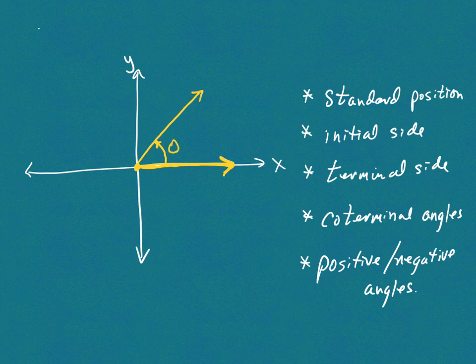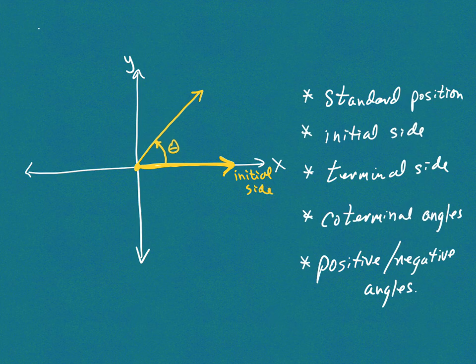Let's use one of our Greek letters for that. Let's call it theta. So the initial side is always on the positive half of the x-axis. We never vary it. It's always in that same spot. The initial side is the positive half of the x-axis. So initial side, positive half of the x-axis.